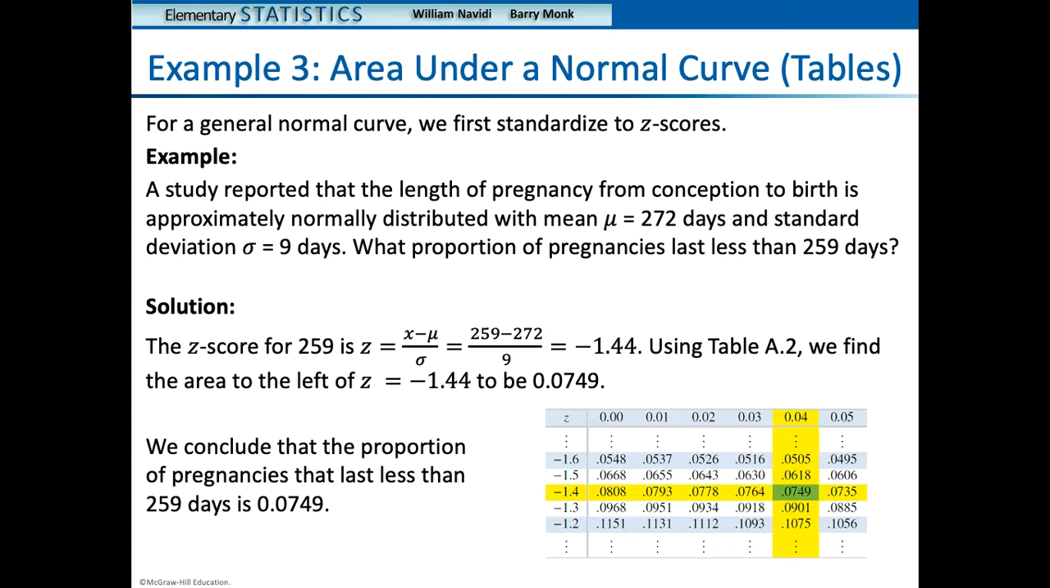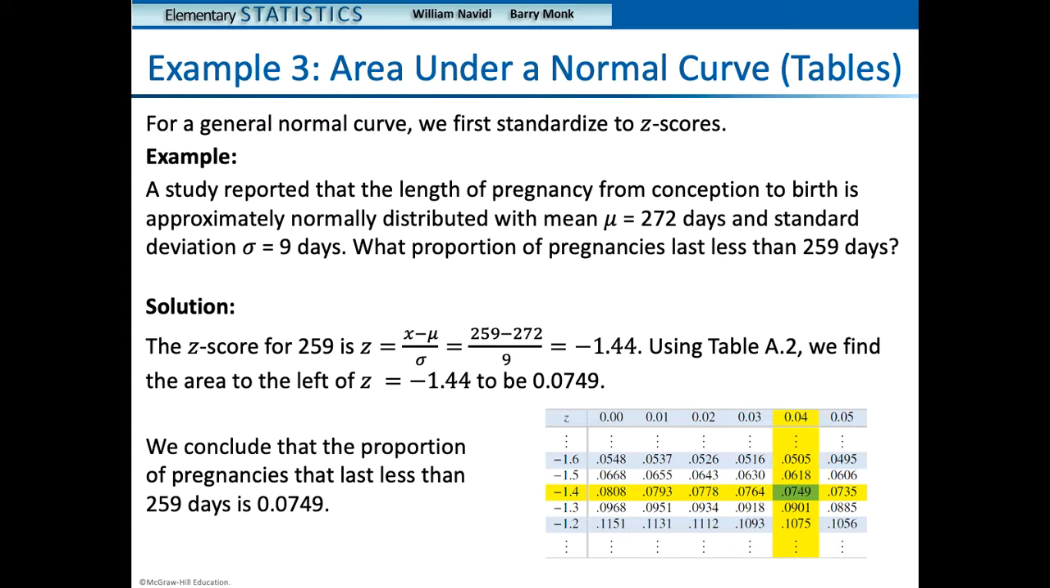A study reported that the length of pregnancy from conception to birth is approximately normally distributed with a mean of 272 days and a standard deviation of 9 days. What proportion of pregnancies last less than 259 days?